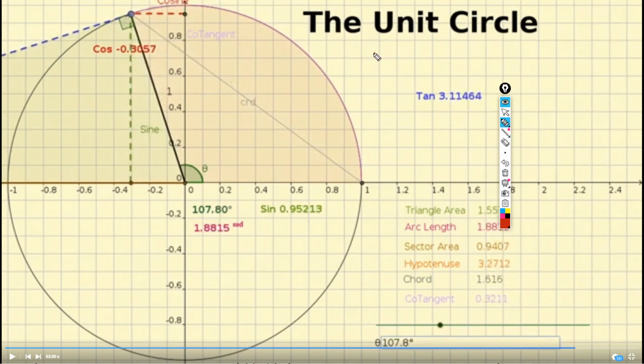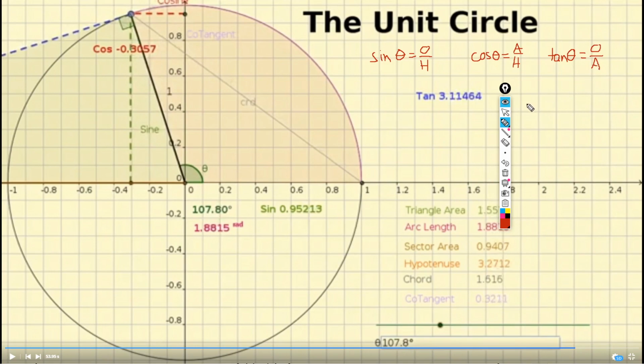Sine of theta is equal to opposite over hypotenuse, and we talked about cosine of theta being equal to adjacent over hypotenuse, and tangent of theta is equal to opposite over adjacent.